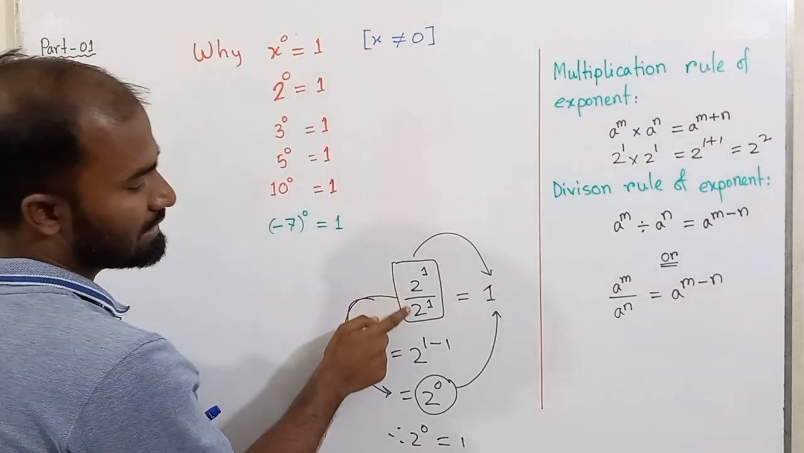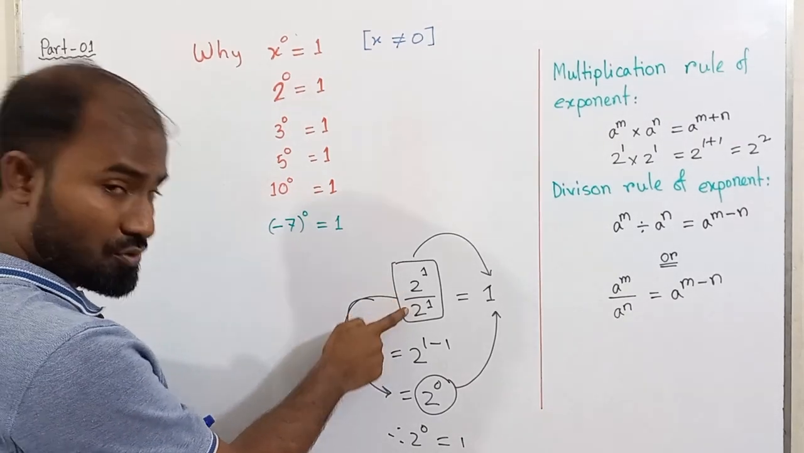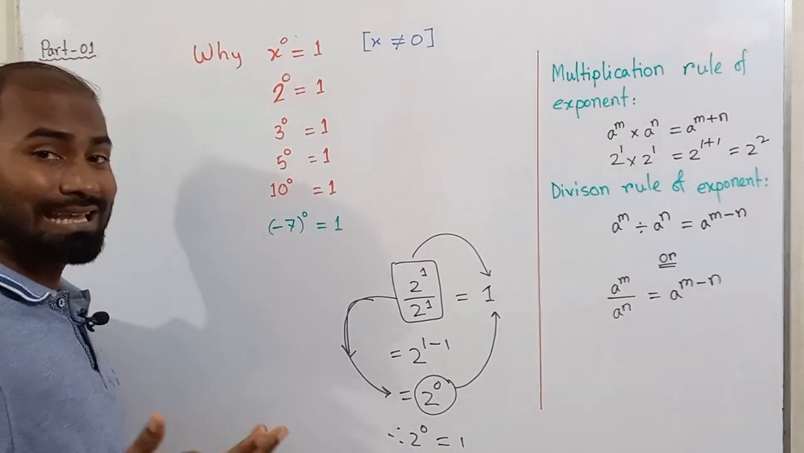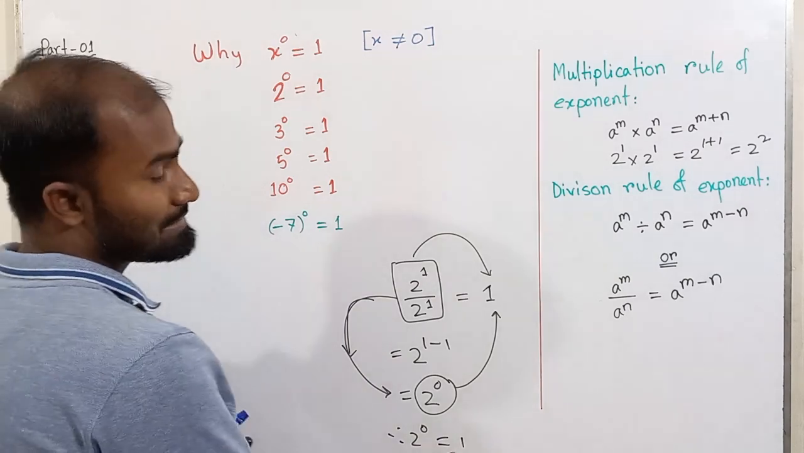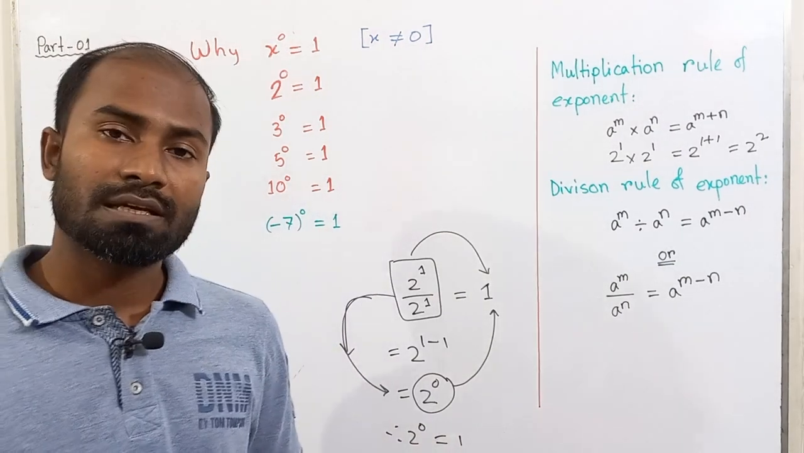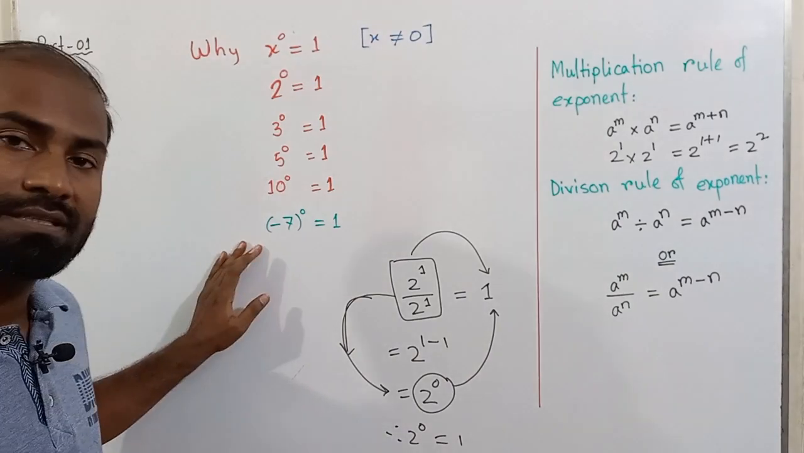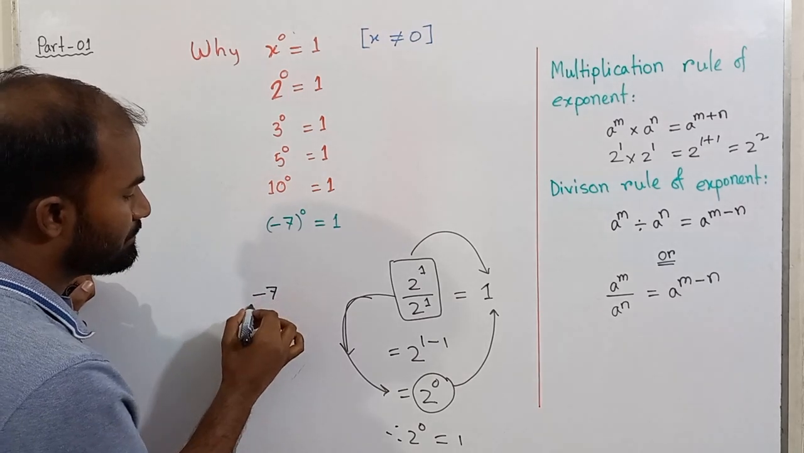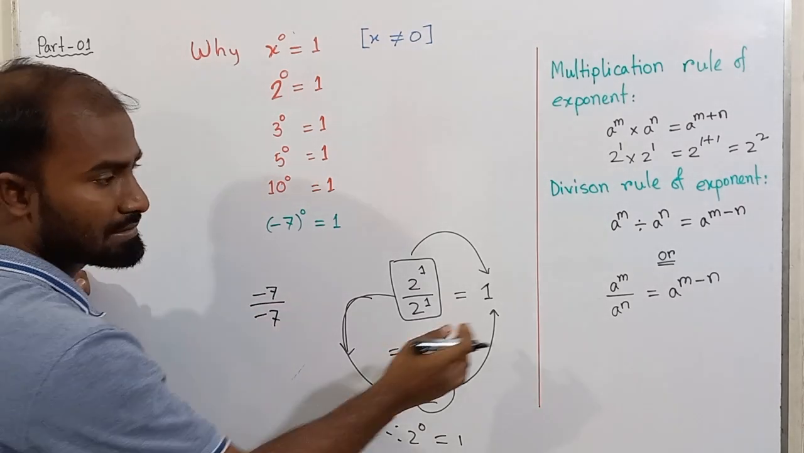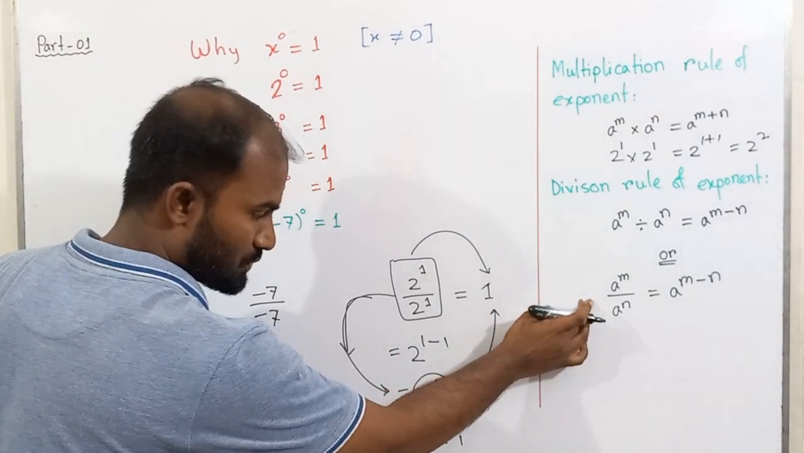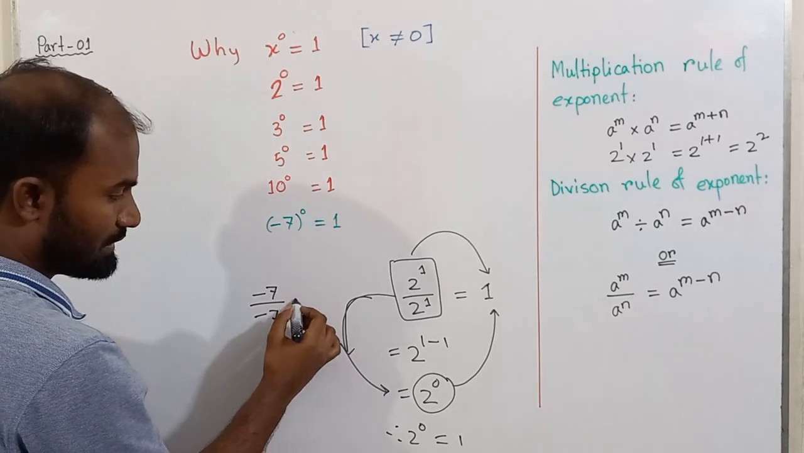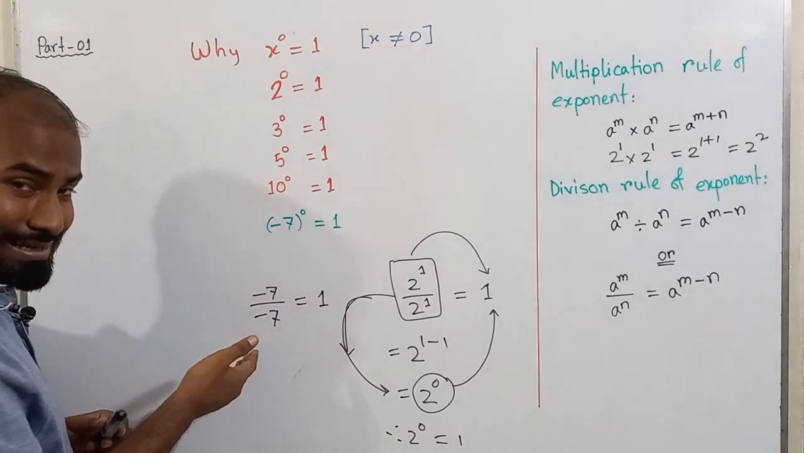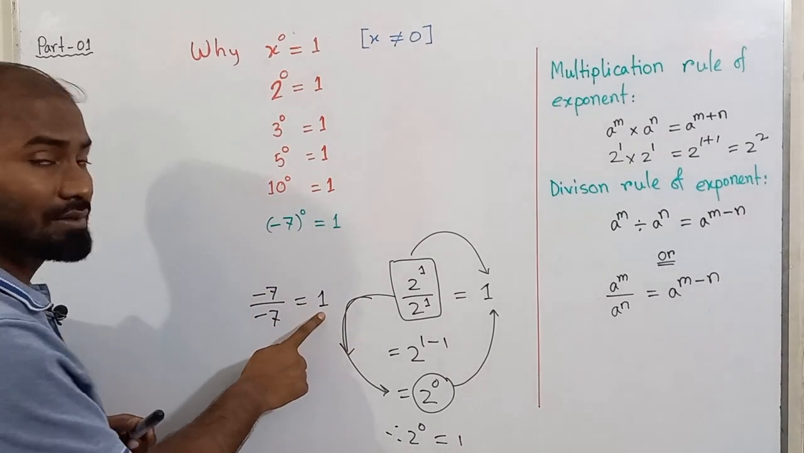If you take 3 instead of 2, if you take 10, even if you take a negative integer, you will get the same answer. Now let me give an example with a negative integer. If we take -7 as a base, I mean common base, we follow these rules, so we'll definitely get 1 here, because after cutting we can get 1 here.